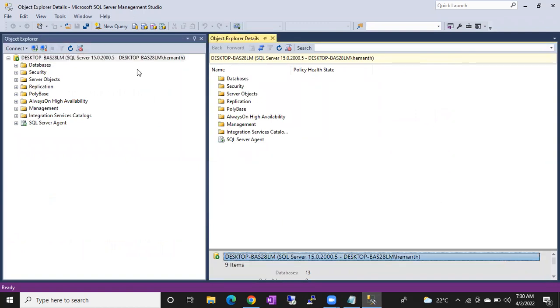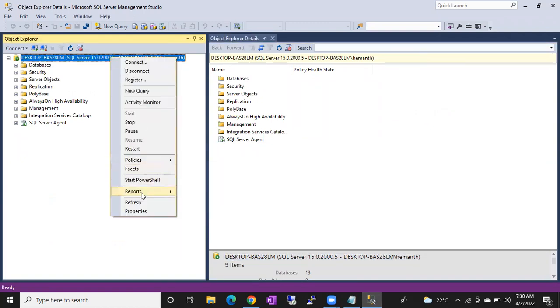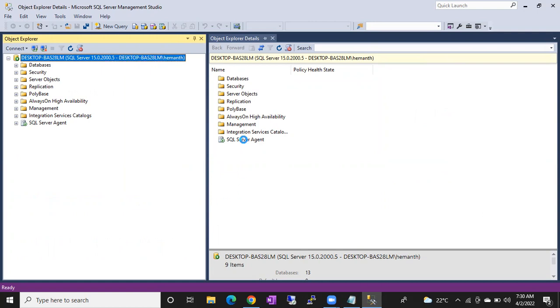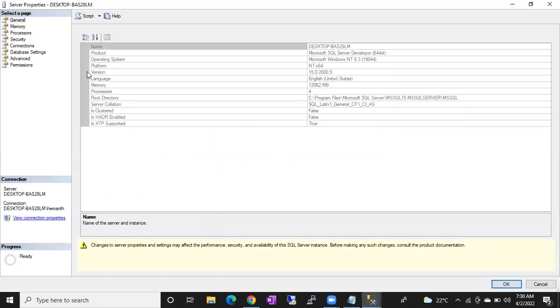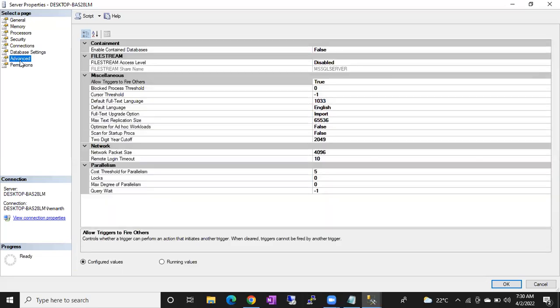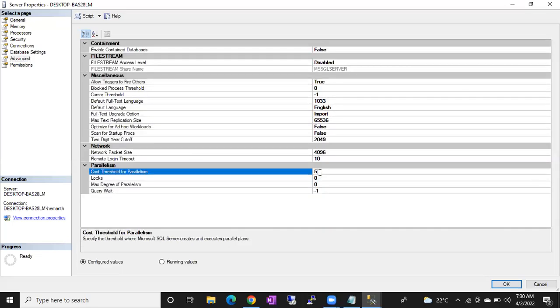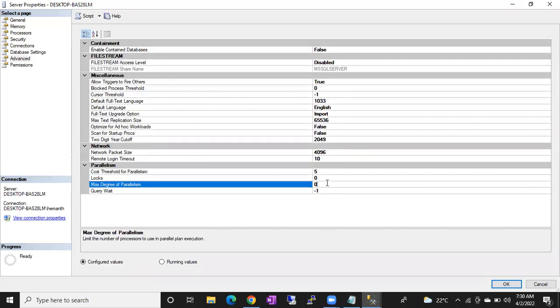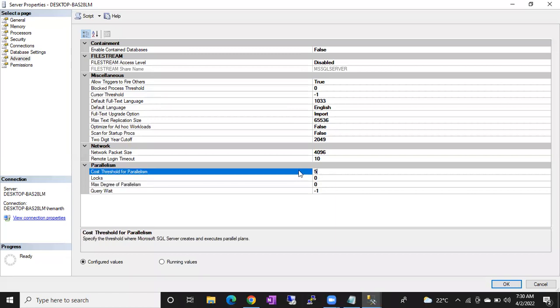Right, if you go to server properties, instance properties, and then Advanced, there you can see cost threshold parallelism and max degree of parallelism, guys. The default setting for cost threshold parallelism is generally 4 to 5, and the best practice is also 4 to 5. If anything is more than 4 or 5, you can recommend changing it to 4 to 5, guys.